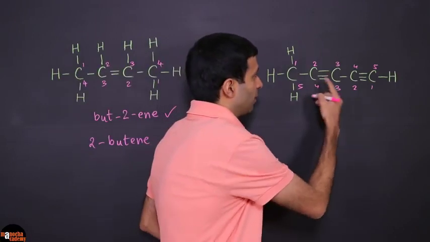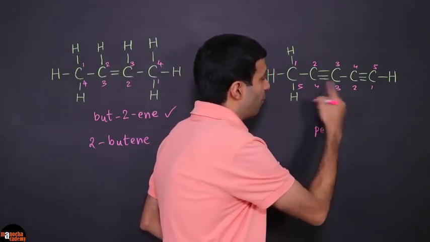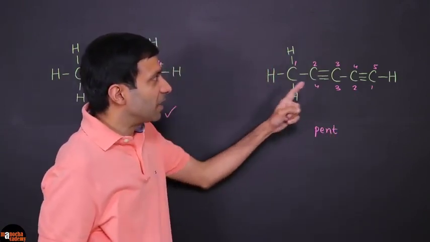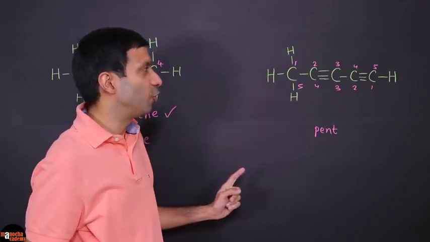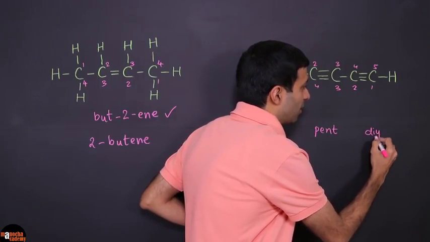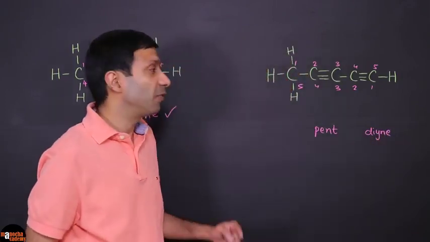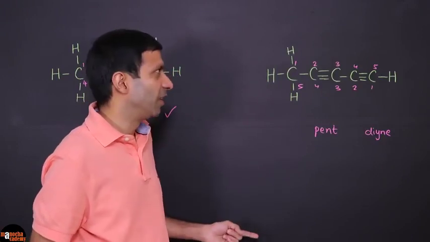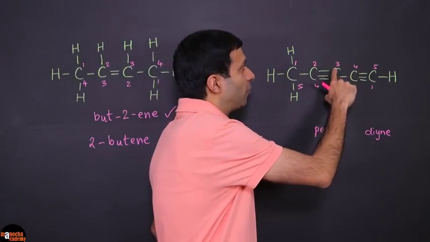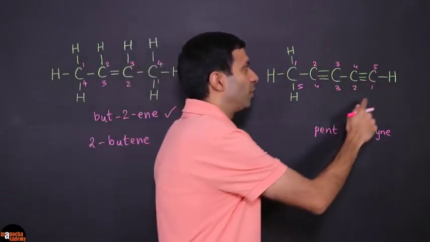So first the name's going to start with pent because there are 5 carbon atoms here, and it's a diyne because there are 2 triple bonds. So I'm going to write that here. It's a pentadiyne, but I need to specify the position of the triple bonds. So what's the position going to be? We can say the triple bond is between 2 and 3 and 4 and 5, but that's using the bigger numbers. So let's go for the smaller numbers.